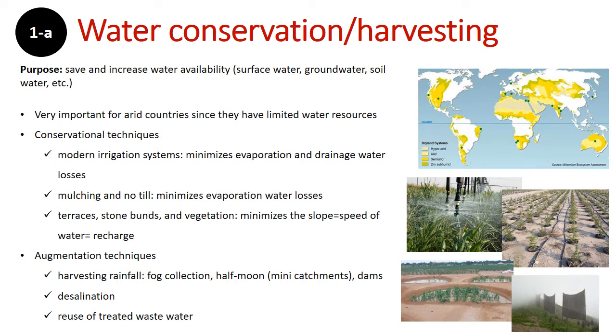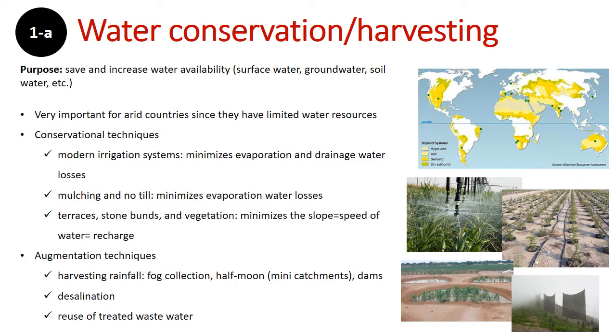Other techniques include the augmentation methods, where again you are intending to increase the availability of water. And you can do this by harvesting rainfall water, for example. You can apply fog collection, especially if the area has a lot of fog, so you harvest water from the sky. Or you can use dams, by which you make use of the runoff water, and instead of letting it run over the surface, you detain it and you allow it to recharge your groundwater resources.